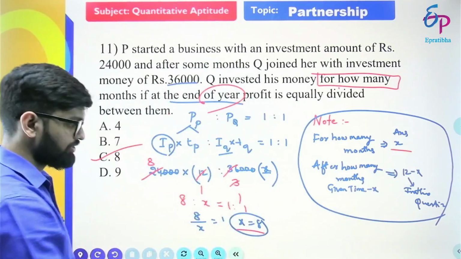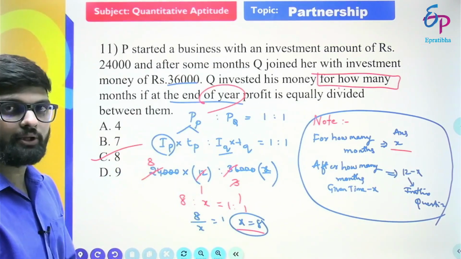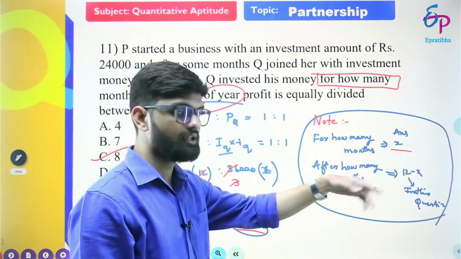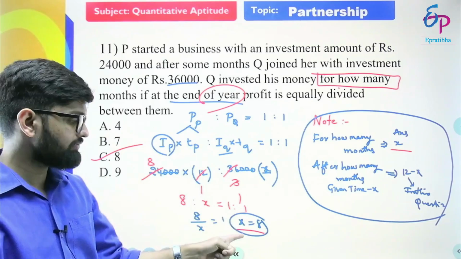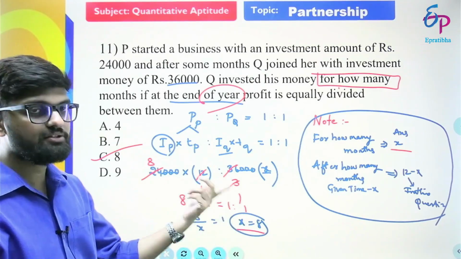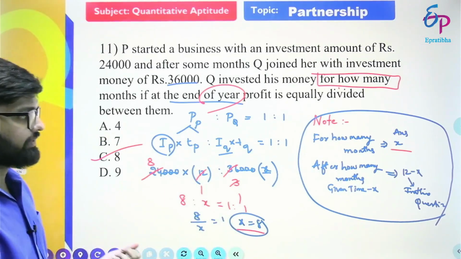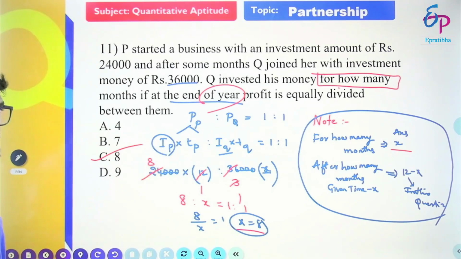But for the same question, if they ask after how many months he joined, you will take it as 12 minus 8, and the answer is 4. After how many months he joined means the answer is 4. But for how many months he is there means the answer is 8. Don't forget that, write that note.